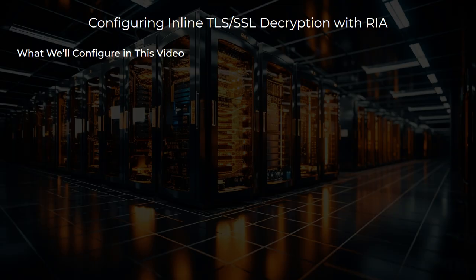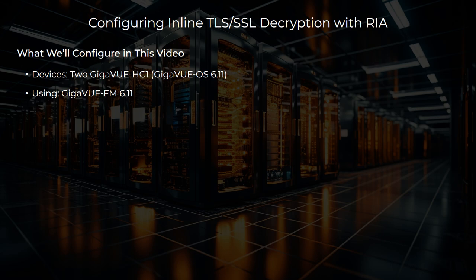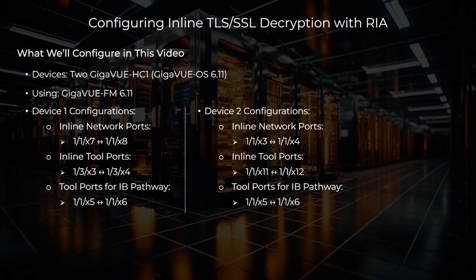In this video, we'll be working with two GigaVUE-HC1 devices running GigaVUE-OS 6.11, and we'll use GigaVUE-FM 6.11 to deploy the RIA-enabled Inline TLS/SSL Decryption solution. The on-screen layout shows the device configurations we'll be using for this deployment, including the inline network pairs, inline tool pairs, and the tool ports that form the interbroker pathway between the two nodes. For the IB pathway, the tool ports on both devices must be identical to ensure proper synchronization and resilient failover.